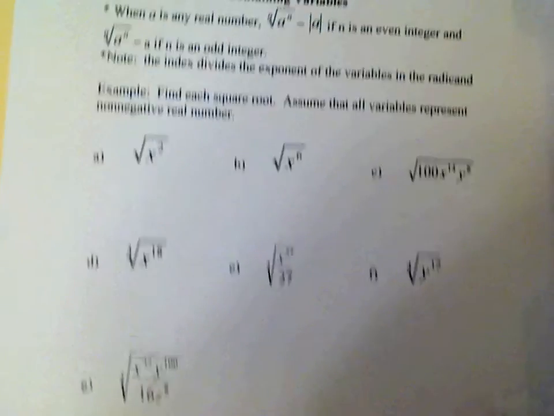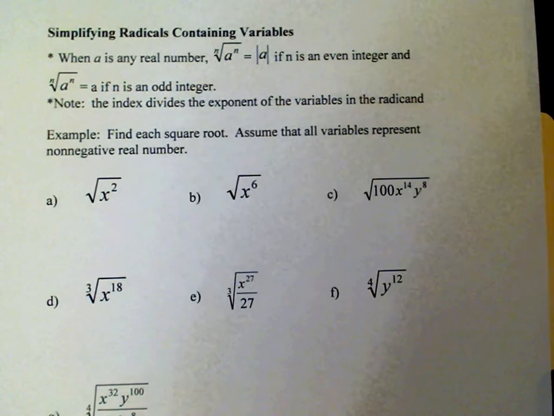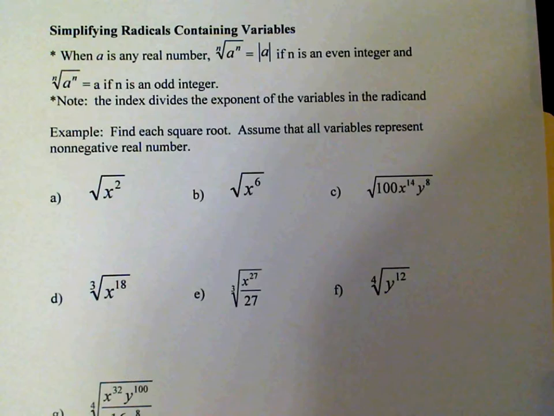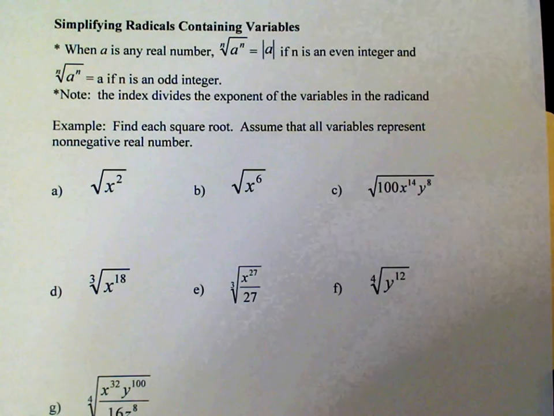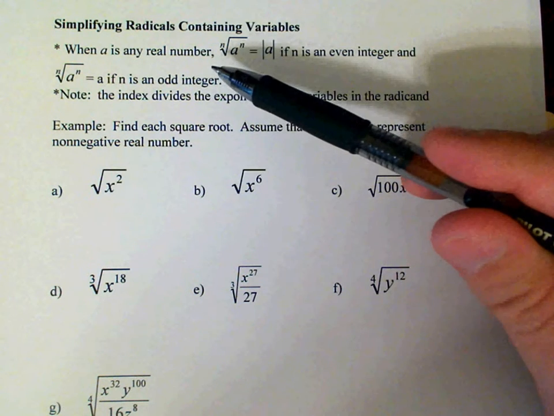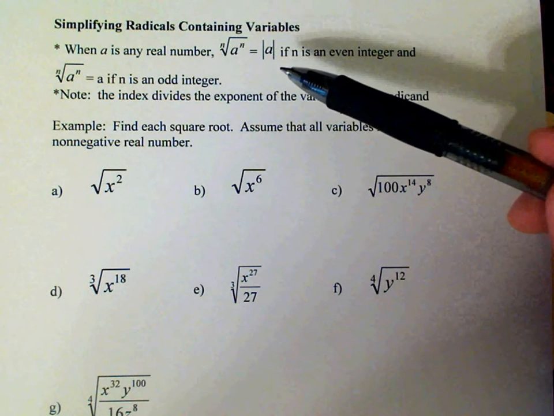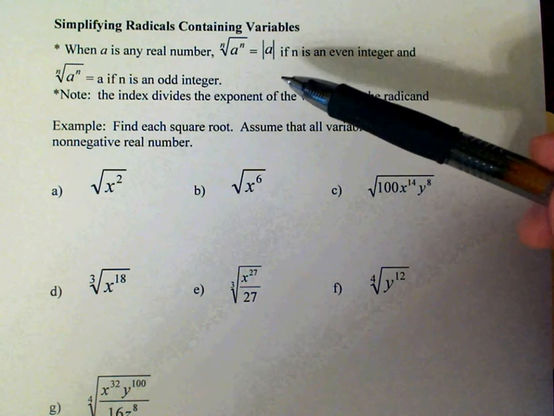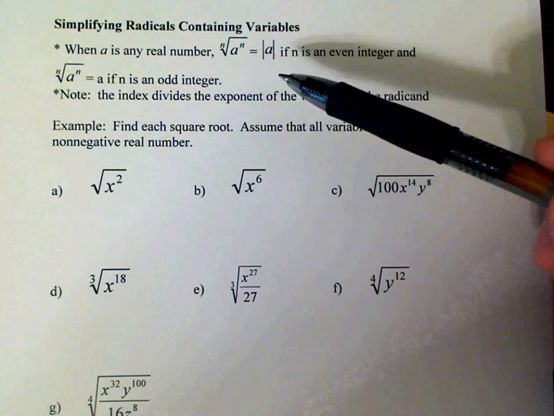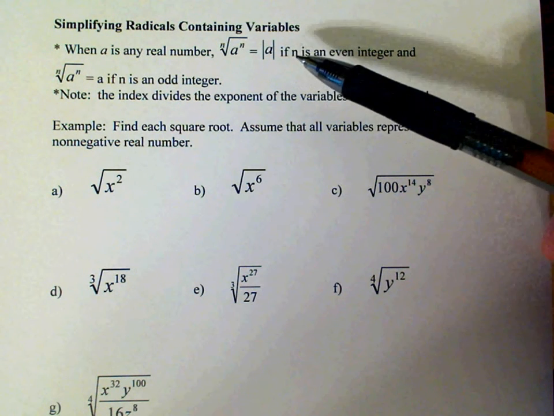Now let's go ahead and look at simplifying radicals that contain variables. Keep in mind we're always trying to get a positive answer when we're dealing with even roots, because we can't take the even root of a negative number. Anytime we're dealing with any real number, that means we're potentially dealing with negative numbers. But when we're dealing with even indices or even roots, we must guarantee that we have a positive or non-negative value, because we can also have a 0. In order to guarantee that, we must have an absolute value around the solution.